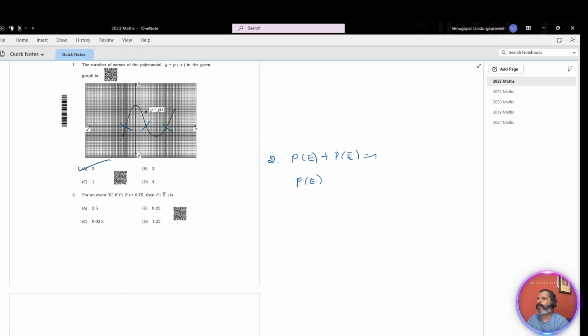I'll take P of E as given, right? So 0.75 plus P of E bar equal to 1. Therefore P of E bar equals 1 minus 0.75, that becomes 0.25. Where is the answer? 0.25, B. You have to answer like this, sir. So B, 0.25, along with the MCQ answer.